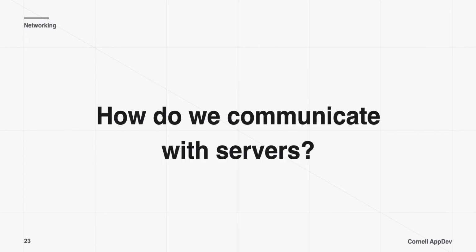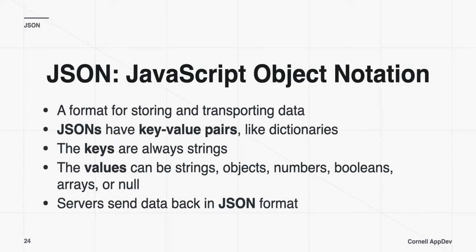And then how do we communicate with the server exactly? So we use JSON, which stands for JavaScript Object Notation. This is the format of data that we're going to use to store and send to the server. And JSONs are just key value pairs, very much like a dictionary. The keys are always strings, and the values could be strings, objects, numbers, Booleans, arrays, or null.